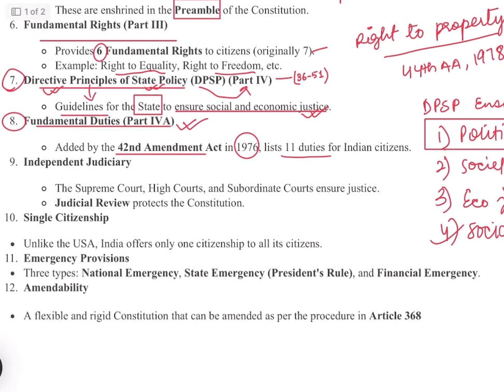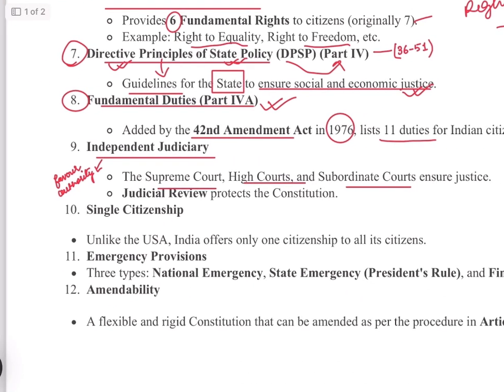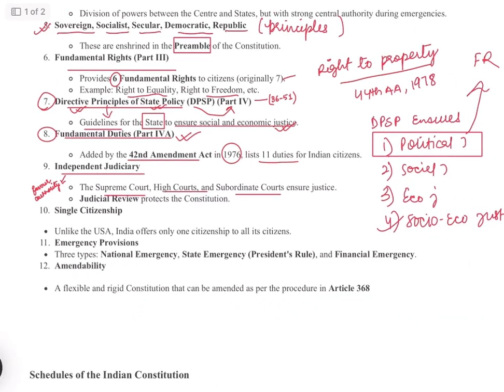Okay, next one is the Indian independent judiciary. Ours is a judicial system which is independent. The Supreme Court, High Court, and subordinate courts ensure justice. Independent here means it is independent of any favor or any kind of authority. There is no authority over the judiciary in our country, so it functions independently without any favor and without any ill will. Okay, and judicial review is a doctrine that protects the constitution. I'll be talking about this as well because it is very important.